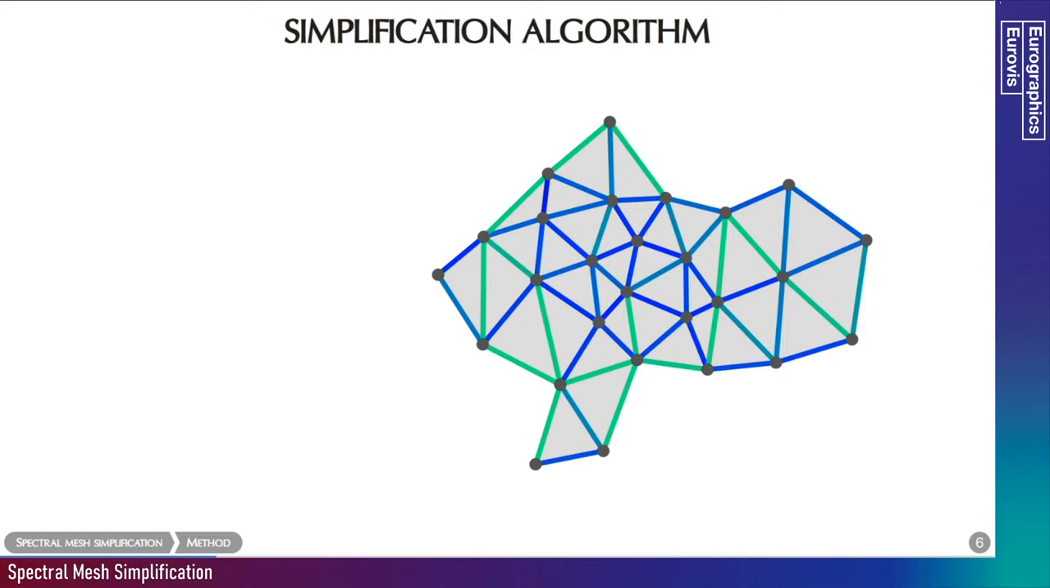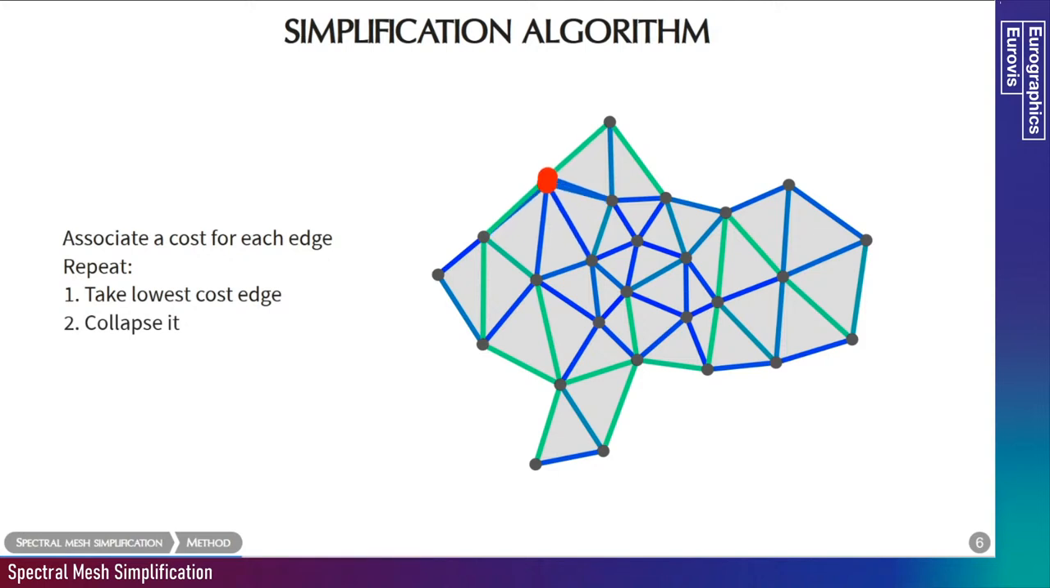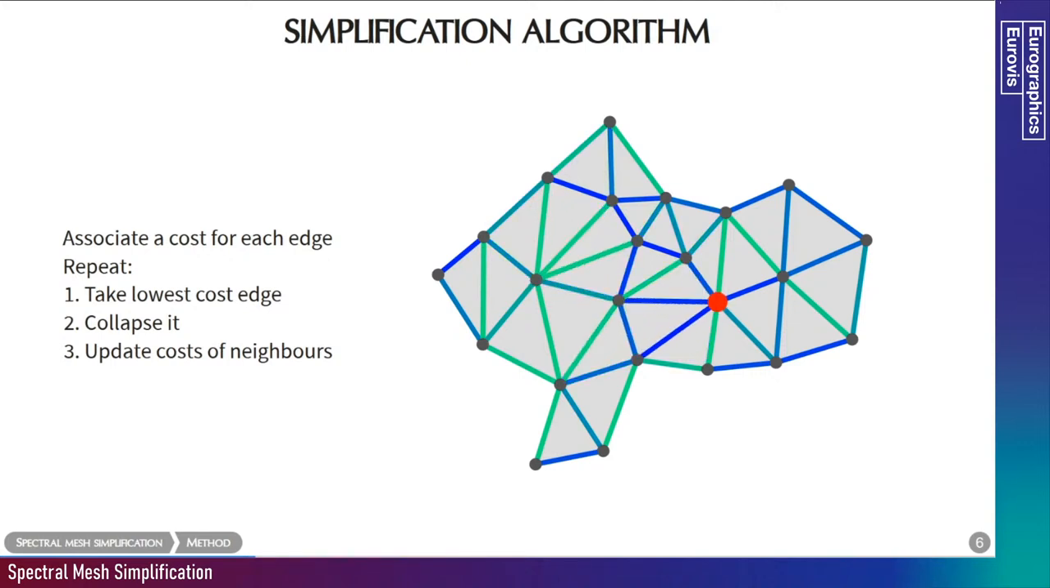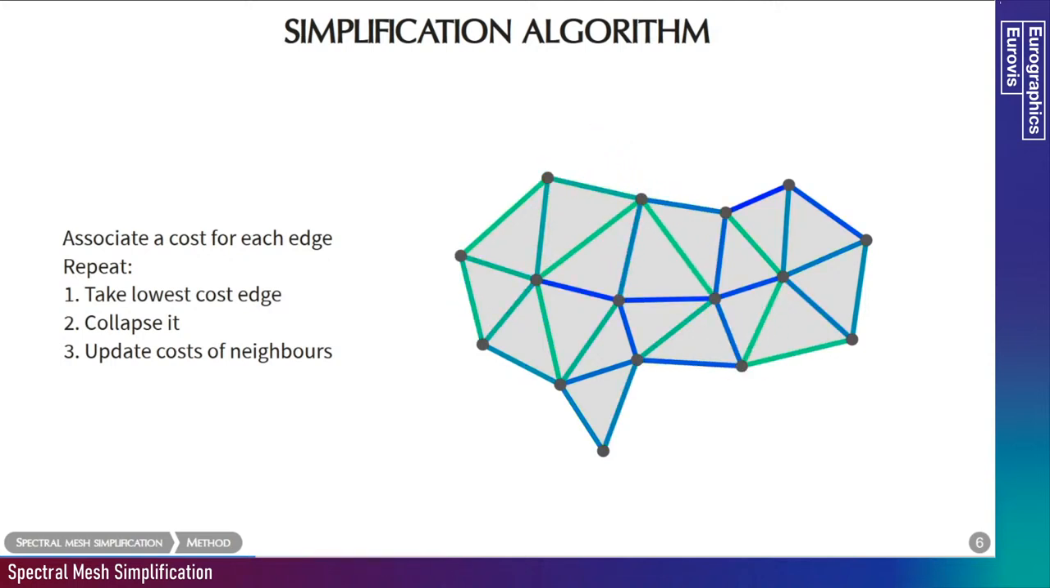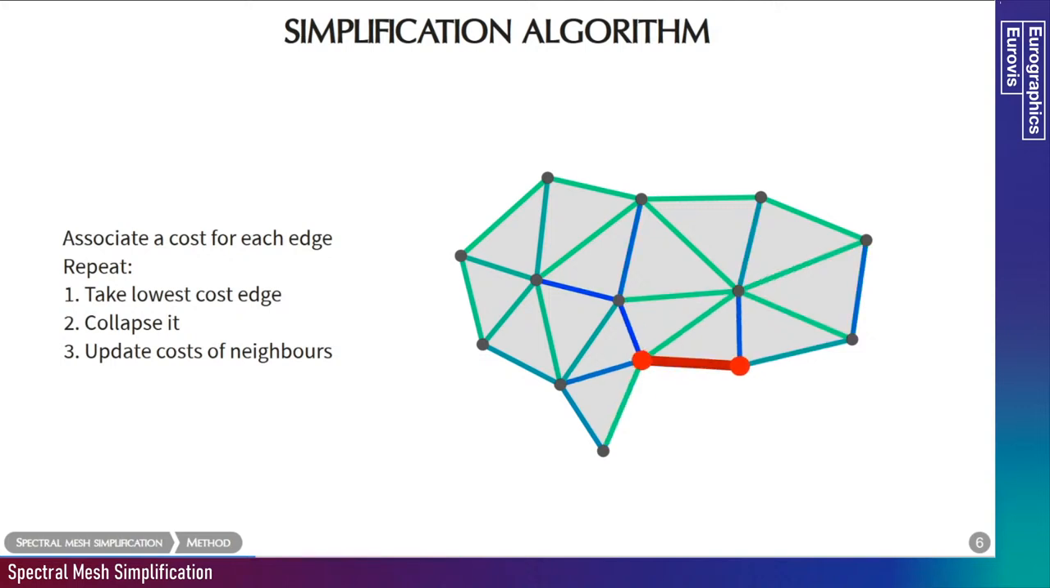Our simplification algorithm is quite simple and follows the traditional error-driven progressive edge collapse schemes. First, we associate a cost to each edge that can be collapsed. Then, we select the one with the lowest cost, we collapse it, and update the cost of its neighbors. We repeat these three steps until we reach the desired number of output vertices. The important part here is not this simple algorithm, but the metric used to determine the cost of an edge.